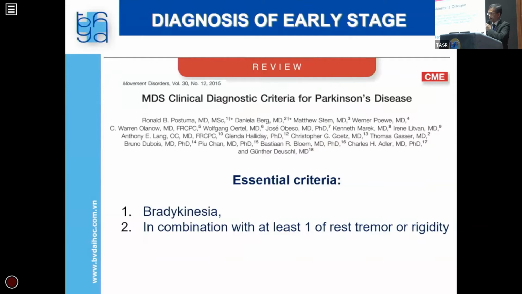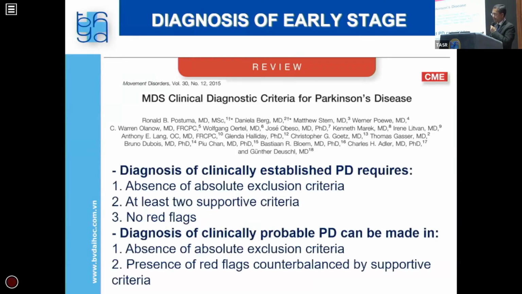At first, the patient must have bradykinesia, and the patient must also have a combination of at least one of rest tremor or rigidity. When the patient has bradykinesia and rest tremor or rigidity, that is enough for the essential criteria for the diagnosis. And after that, we will diagnose the patient with clinically established Parkinson's disease.